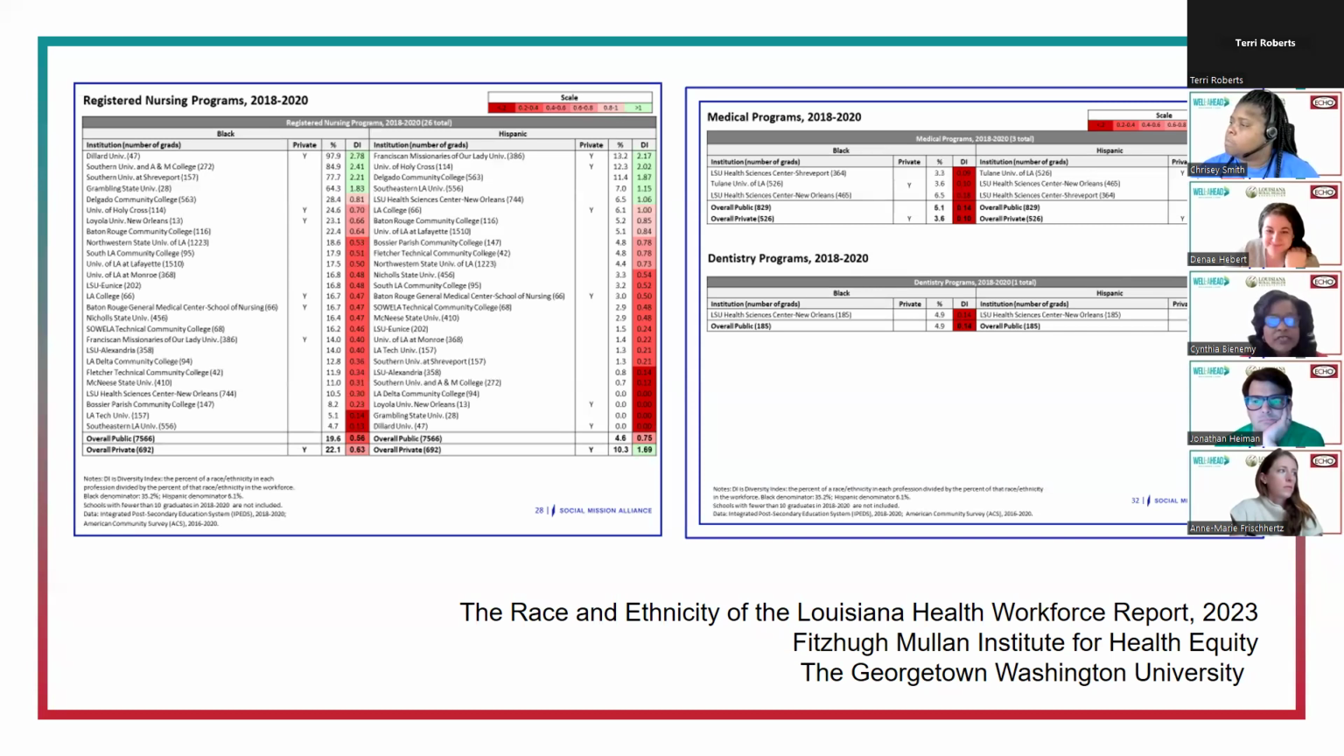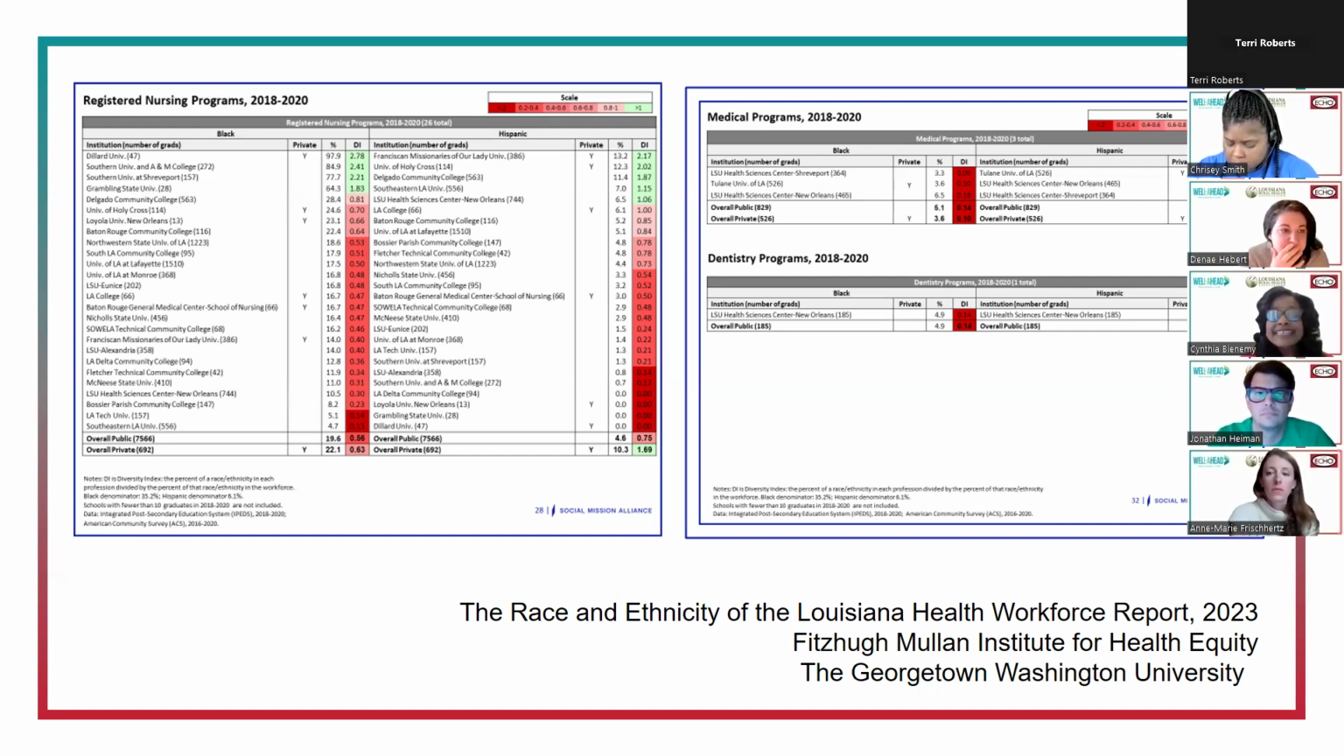Again, these slides will be available to you. What these slides show is that between 2018 and 2020, there are 26 registered nursing programs in the state of Louisiana. This slide shows the percentage of Black graduates from those nursing programs. The DI is a diversity index that was computed using the percentage of the healthcare workforce that's Black and the percentage of the graduates that are Black. And they came up with this diversity index.